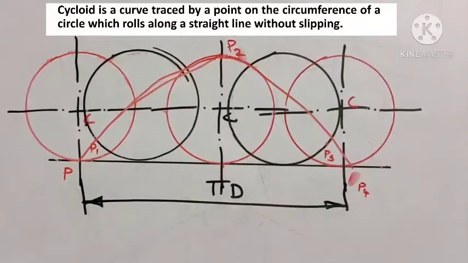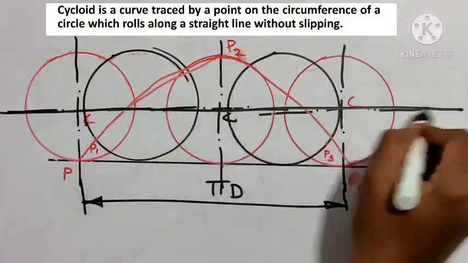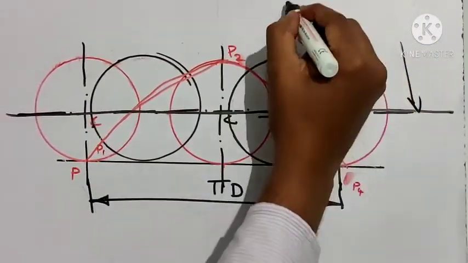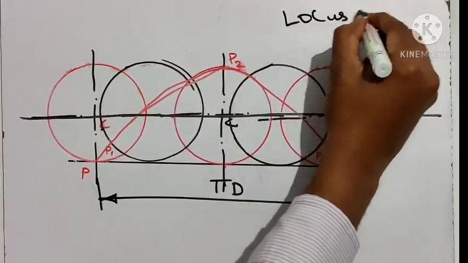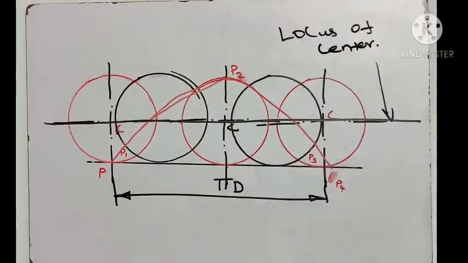Throughout the process, the center will fall on this line. The position of the center will be somewhere on this line. This particular line is called the locus of center. So I have discussed the theory of cycloid. Now I will try to simulate how the cycloid curve is generated.